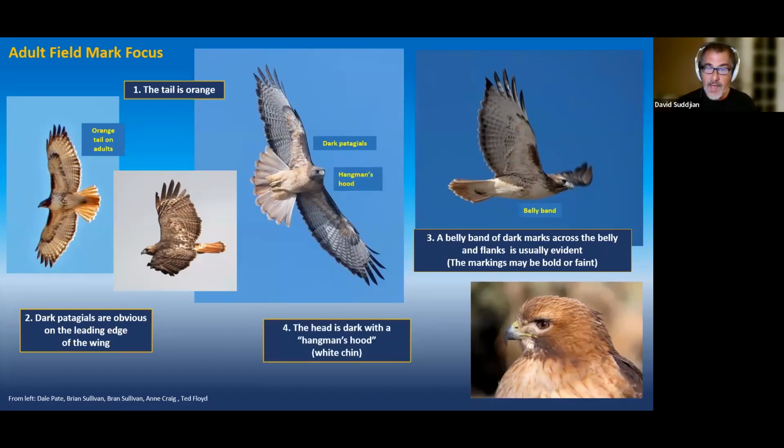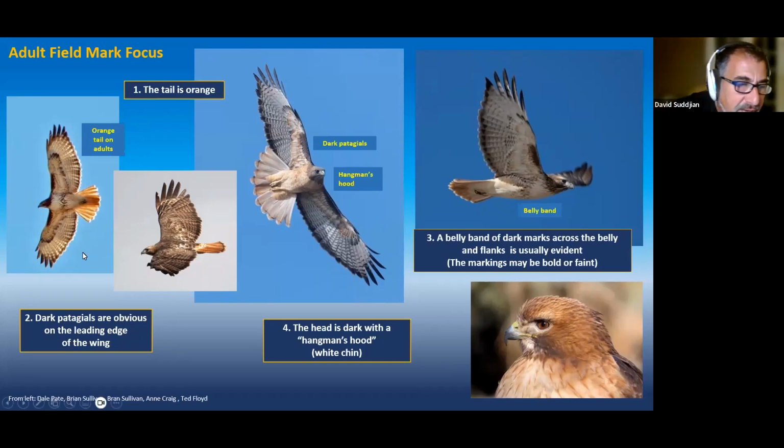So the hangman's hood is that dark hood. You can certainly see it very well on the right-hand bird, or look at the left-hand flying bird, that very dark hooded look together with those dark patagials. The right-hand flying bird also has that nice dark hooded look. But notice there's a white chin. It looks kind of clean on this bird on the lower right.